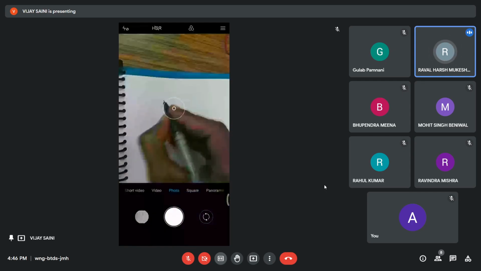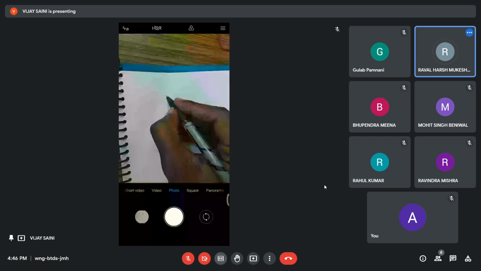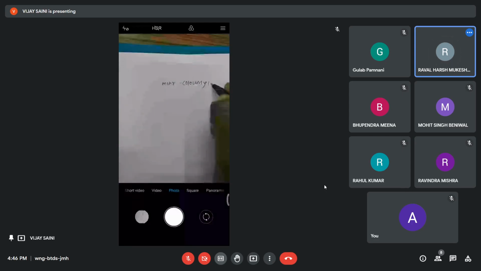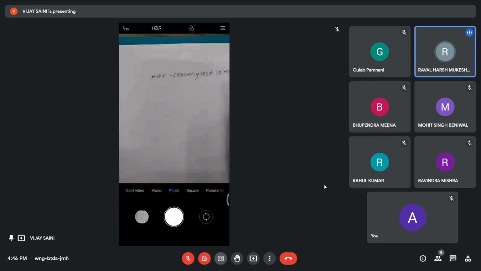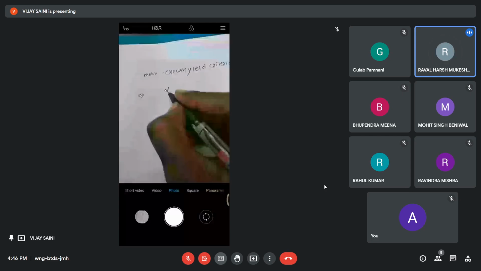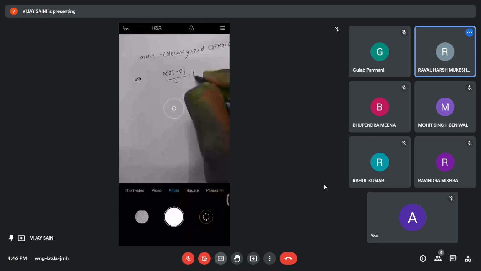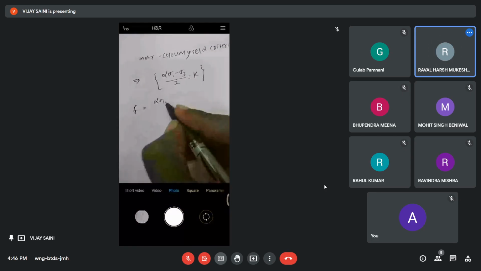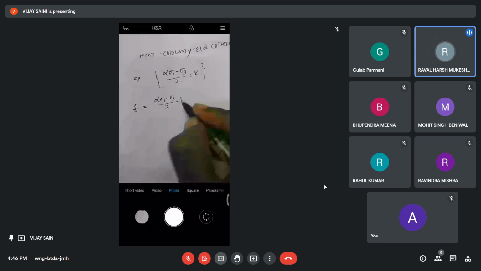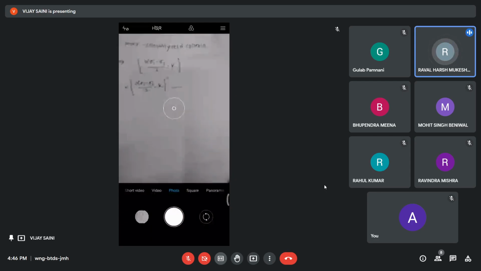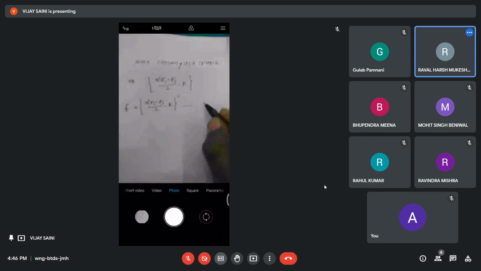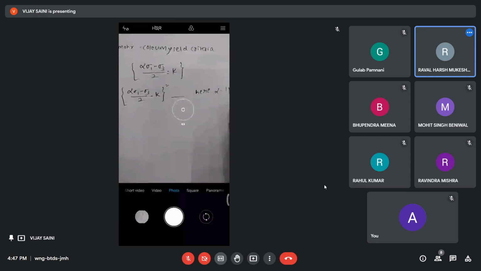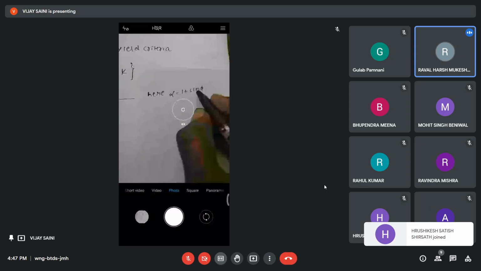So in the question, there is a function associated with the Mohr-Coulomb yield criteria. The function is given as alpha times (sigma 1 minus sigma 3) by 2 equals k. So we can write it as a function: alpha (sigma 1 minus sigma 3) by 2 minus k. That is the yield function for the Mohr-Coulomb yield criteria. And here alpha is (1 plus sine phi) upon (1 minus sine phi).